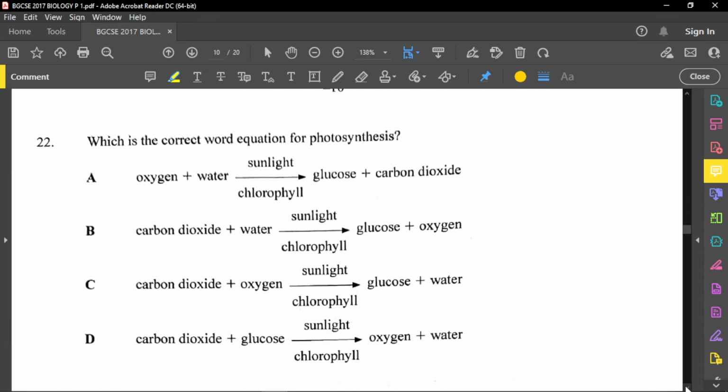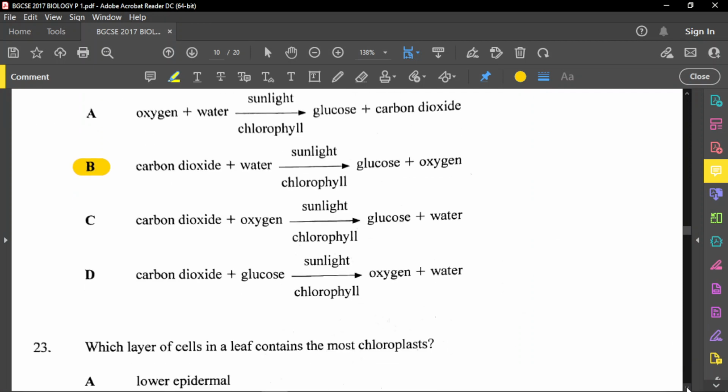All right, 22. Now, 22 is which is the correct word equation for photosynthesis. By now, we know for sure that photosynthesis requires carbon dioxide and it uses water to produce glucose and oxygen. So which of them is the glucose, oxygen, carbon dioxide, and water? This B here is the only option. Carbon dioxide reacts with water to produce glucose and oxygen and requires sunlight, and chlorophyll is there to absorb the sunlight. So B. All right, you also need to know the balanced chemical equation as well. So please make sure you know that.